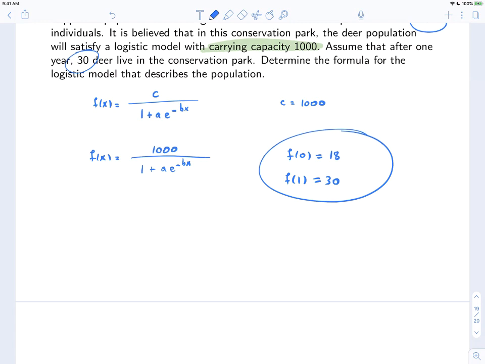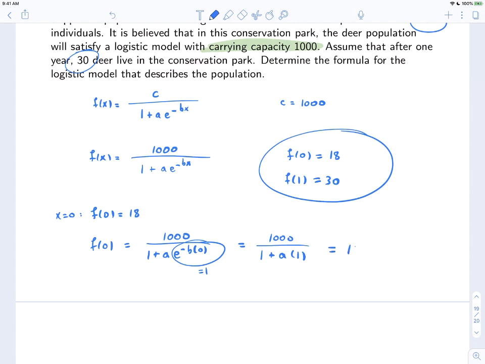Let's start with f(0) equals 18. We're just going to plug in x equals 0 into this formula right there. So we'll get that f(0) is equal to 1,000 divided by 1 plus a times e to the minus b times 0. Well, e to the minus b times 0, that's e to the 0, which is 1. So we have 1,000 divided by 1 plus a times 1. But we know that f(0) is 18.